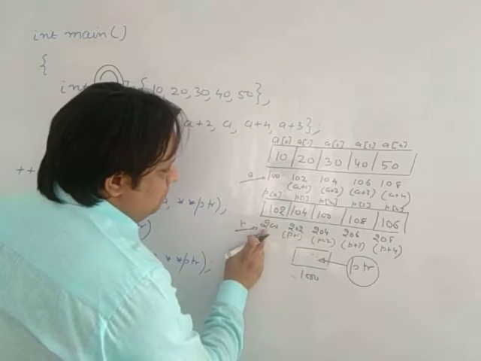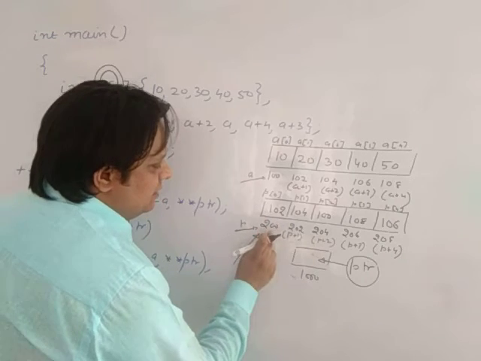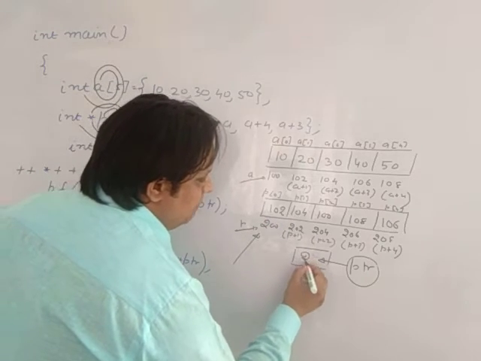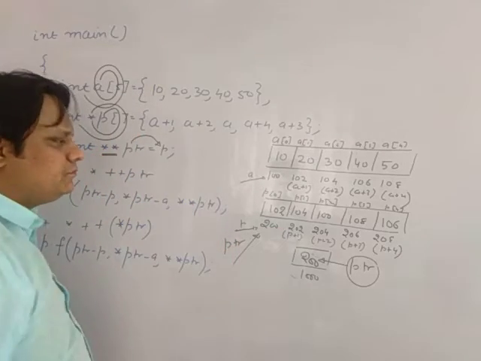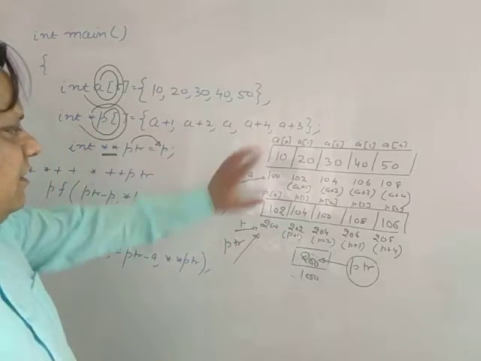What is the value of p? P is your array, name of array means the base address of the 0th element of the array. So p means 200, and ptr means 200 as well. So your ptr is also pointing at 200. So this is the diagrammatic representation of this.